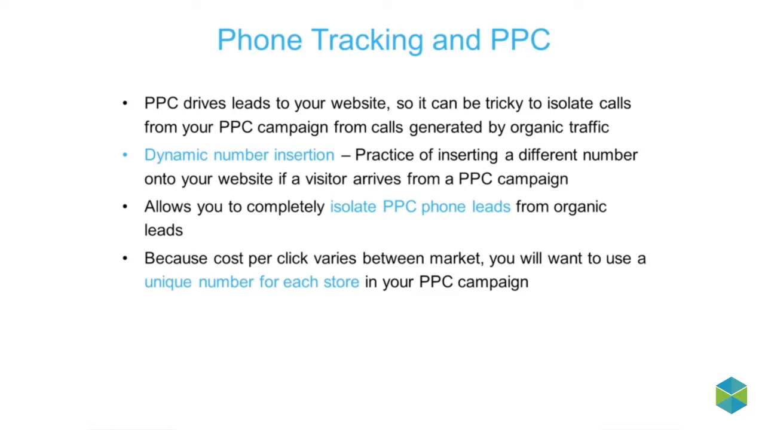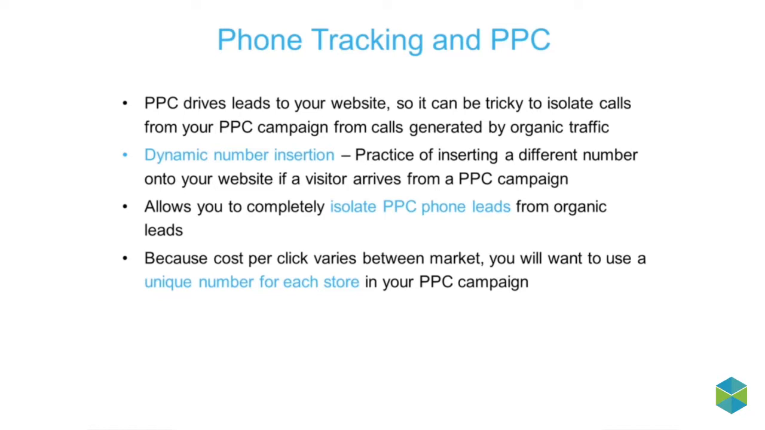Because pay-per-click or cost per click for a PPC campaign varies between markets, you will want to use a unique number for each store in your PPC campaign. This is so important, especially for pay-per-click, because every market is different. You could be paying $1 per click or you could be paying $10 per click. This is obviously going to greatly affect your cost per lead and therefore your cost per rental. So definitely use separate numbers for each store in your pay-per-click campaign.